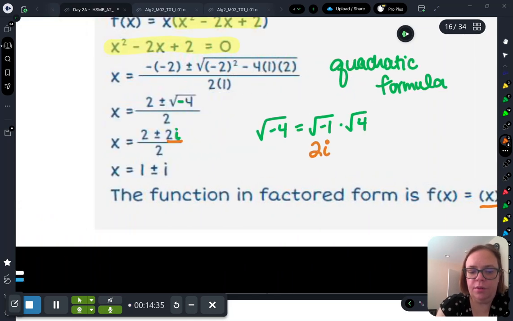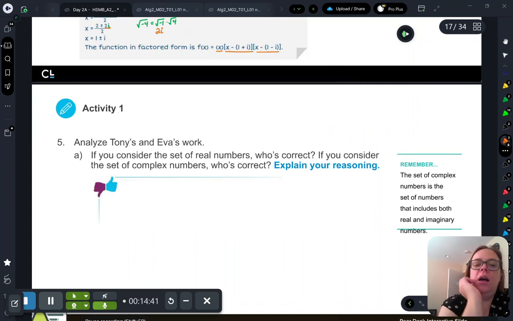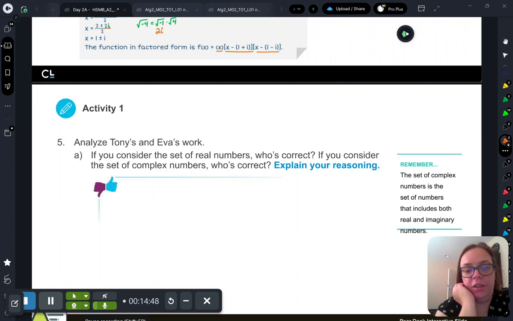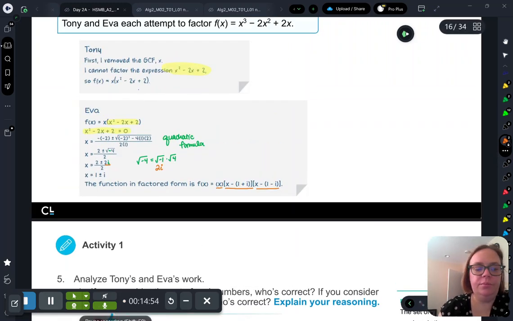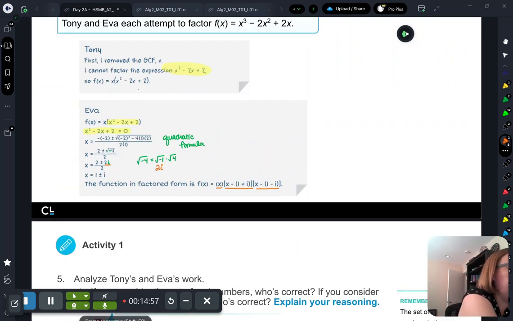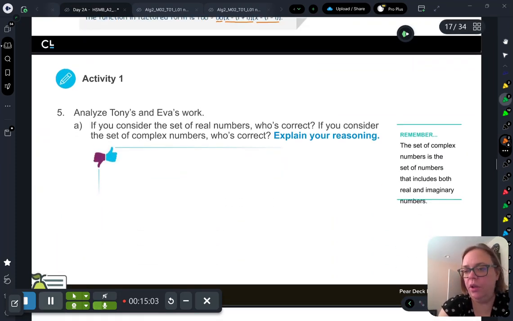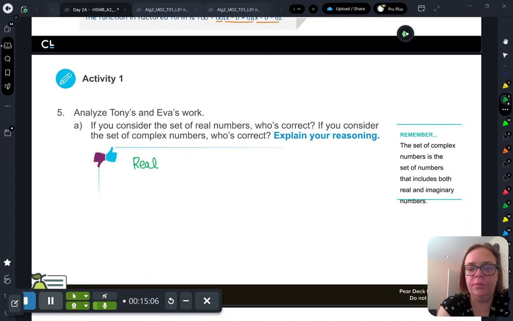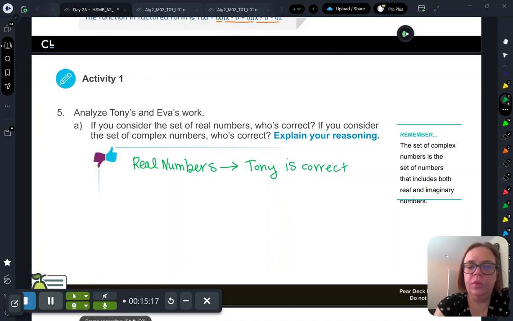Okay, so the next question says, analyze Tony and Eva's work. If you consider the set of real numbers, who is correct? If you consider the set of complex numbers, who is correct? Well, which one has real numbers? Okay, Tony's has real numbers. So if we were talking about real numbers only, then Tony would be correct. Okay, if we're talking about complex numbers, Eva is correct.